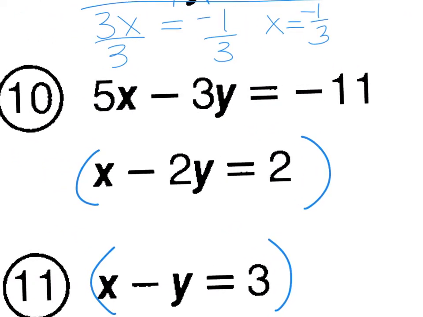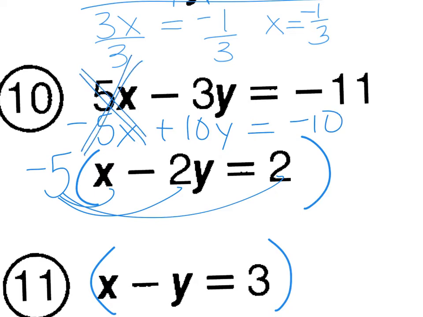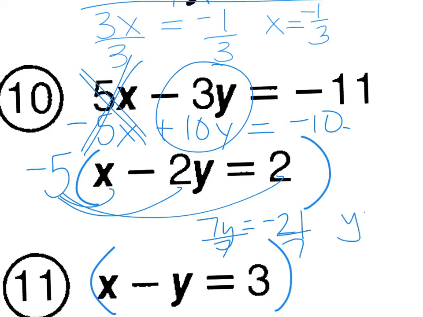When I look at number 10, I need to multiply the bottom one by -5. So I'm going to do that here. I'm going to get -5x, positive 10y, because double negative, -5, -2. And then -5 times +2 is -10. So these x's are going to cancel. And then I'm going to be left with 7y, when I put these together, equals -11 minus 10 more is -21. So when I divide by 7, I'm going to get -3.